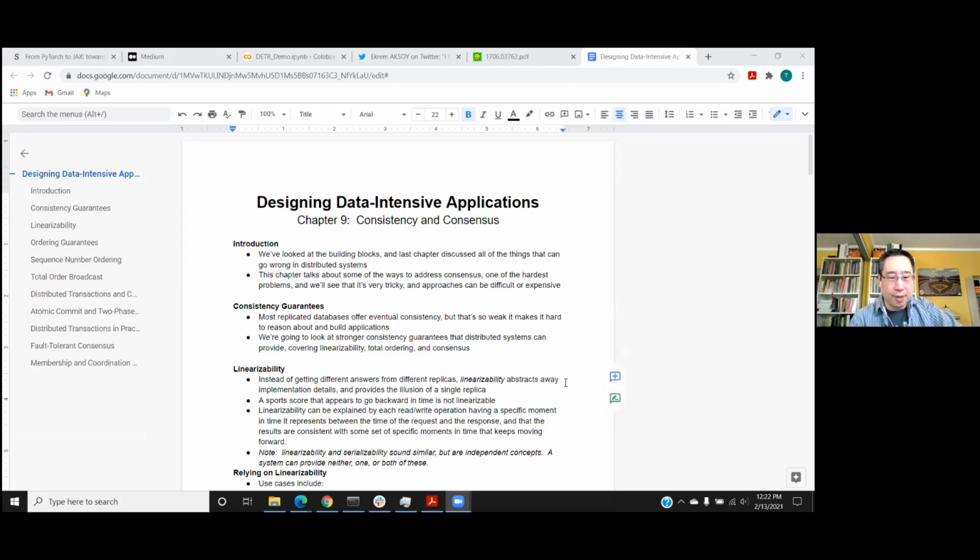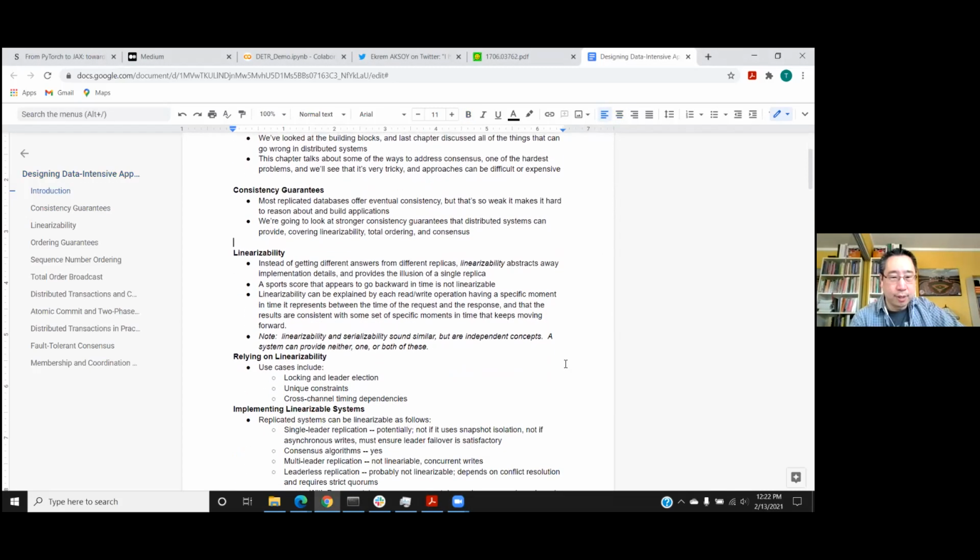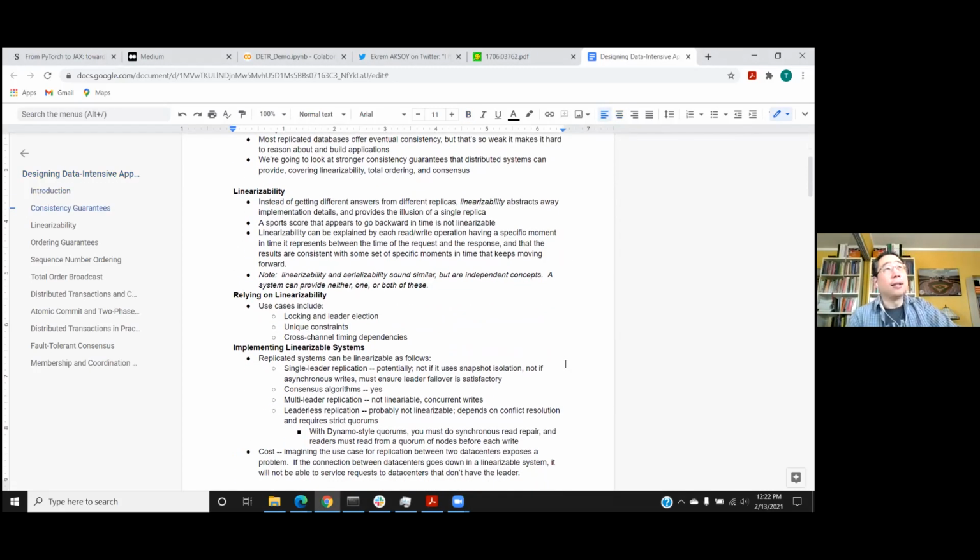This is a concept that's fairly, it's sort of like the first thing that you might think about if you're just like, well, how are we going to solve this problem? I don't really want to read from one replica and get a zero, read from another replica, get a one, read from another replica, get a two. How am I supposed to make sense of all of that?